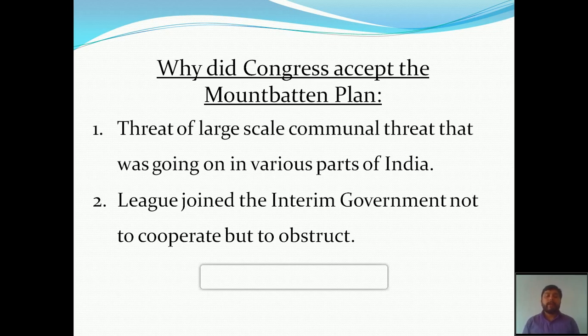But actually the Muslim League joined this government not for cooperating with the British as well as the Indian National Congress, but their main intention was to distract or obstruct the different activities of the Indian National Congress as well as the British administration. So it was a second problem which forced the Indian National Congress to accept the Mountbatten plan.